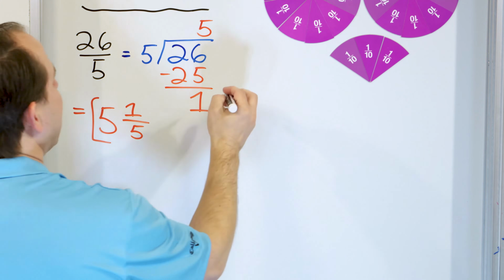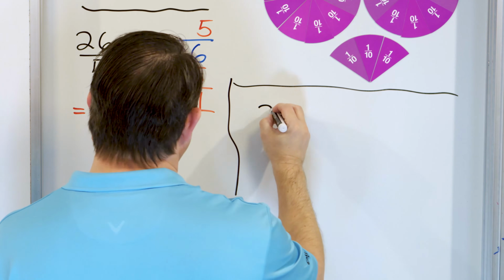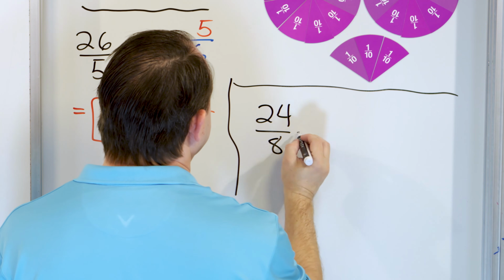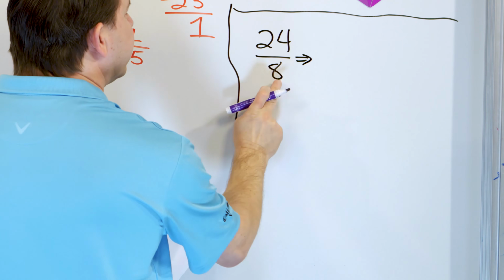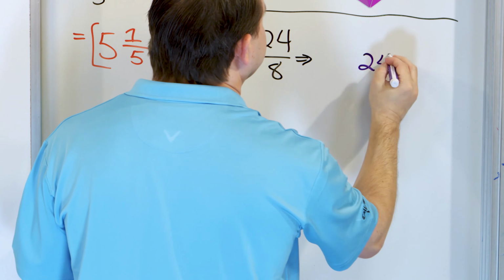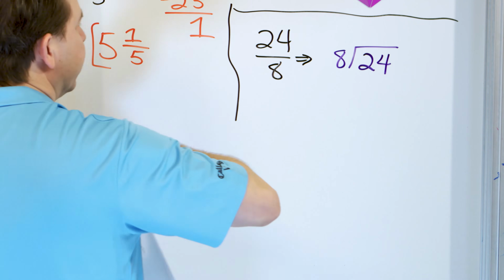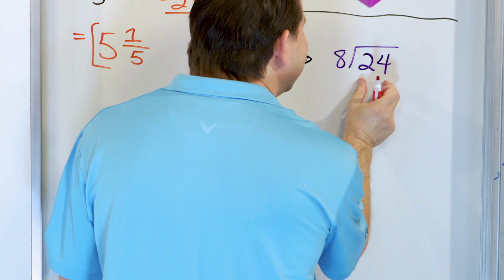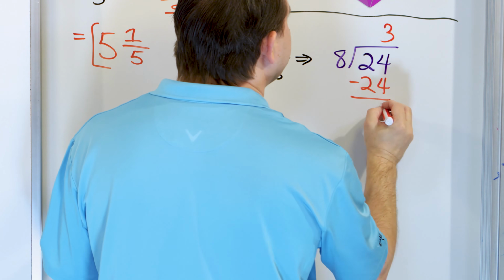All right, almost done, I promise. Only 2 more. And the question here is 24/8. Okay, 24/8. So 24 divided by 8. 24 divided by 8. All right, what do we do? 8 times 3 is exactly 24. 8 times 3, 24. And then, of course, a remainder is 0.